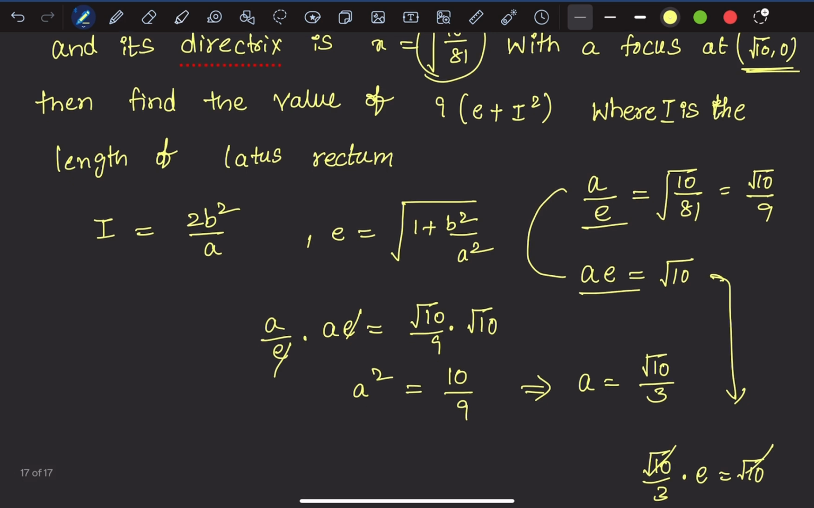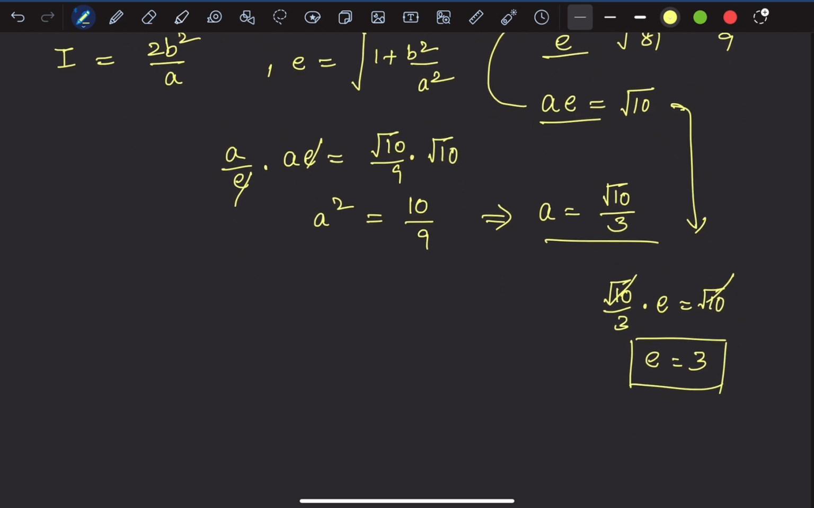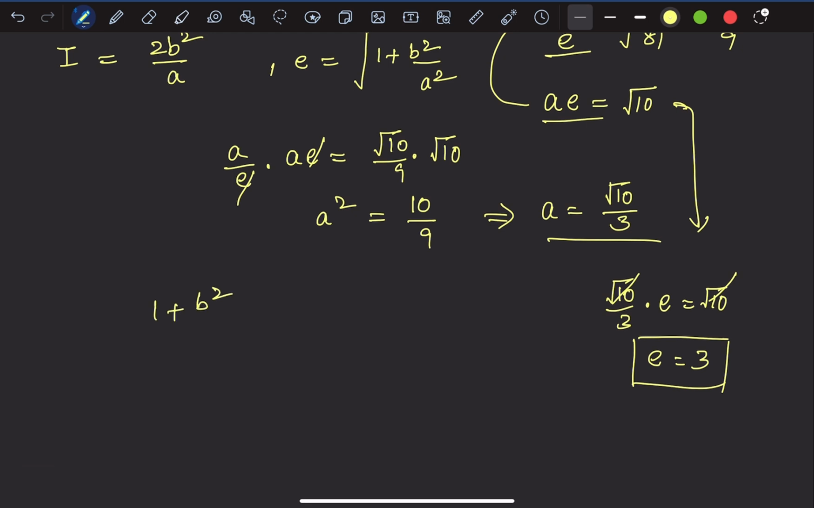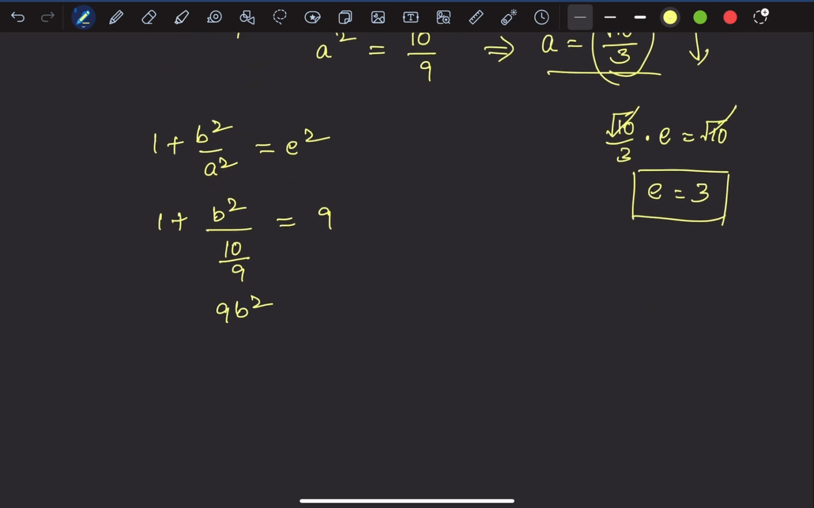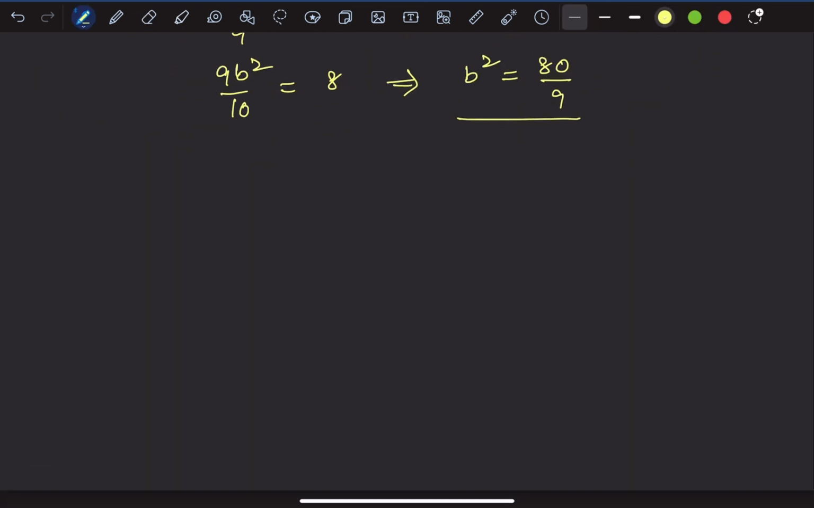Alright. So you got e and you got a, and you can find b. So 1 plus b square by a square is equal to e square. From this, a square is 10 by 9 and e square is 9. So 9b square by 10 is equal to 8. This implies b square is equal to 80 by 9. So here we found the value of b square.